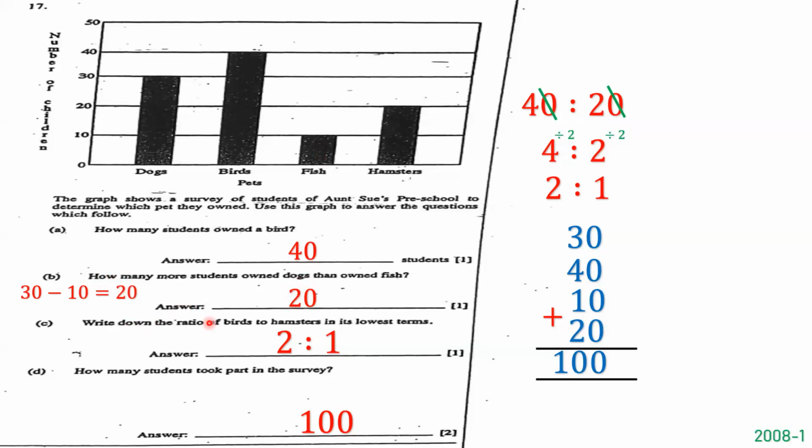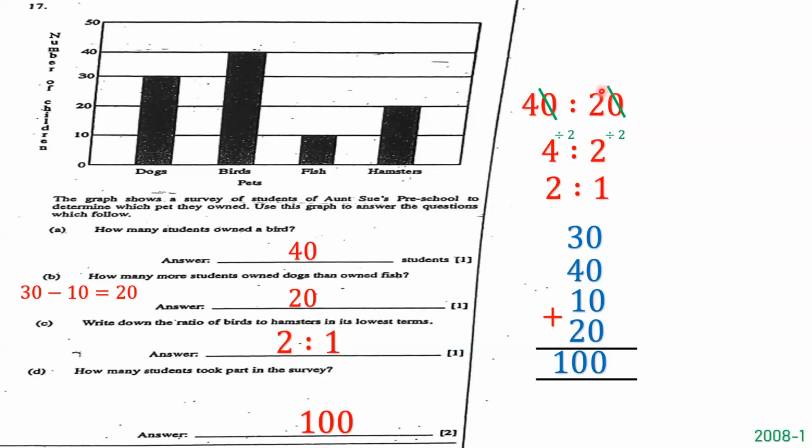Number 6 says, write the ratio of birds to hamsters in lowest terms. So what we have to do is write the ratio of birds to hamsters in lowest terms. How many did we have for birds? For birds, we had 40, so we're going to put 40 here. And then they say ratio of birds to hamsters. For hamsters, we had 20. So what we have here is 40 to 20.